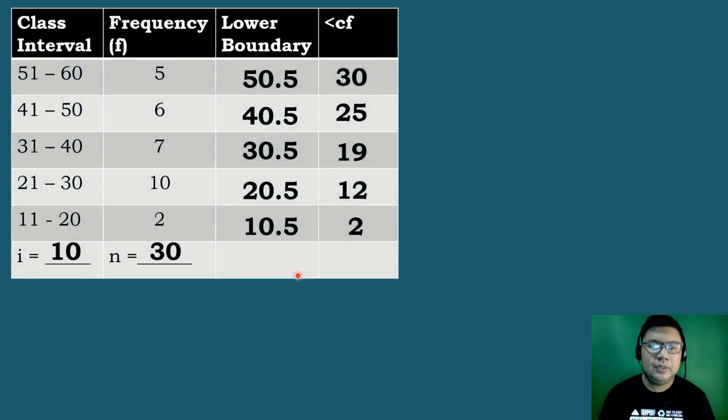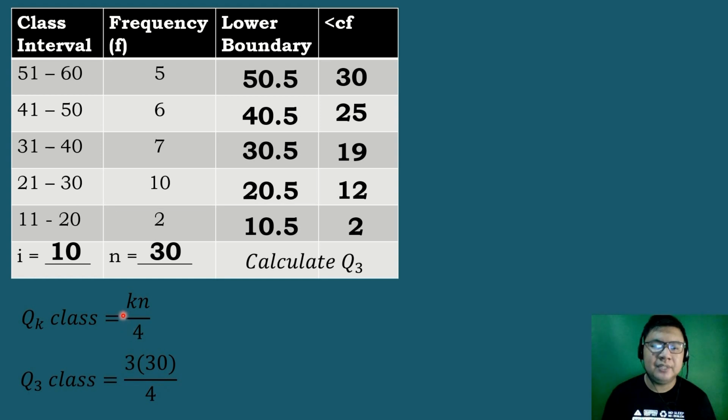Let's have our last example. Using the same table, let's try to calculate the value of the upper quartile or Q sub 3. We will be identifying the quartile class using the formula k times n all over 4. Substituting the corresponding values, the value of k will be equal to 3, and the value of n will be equal to 30, all over 4. 3 times 30 is equal to 90, and then 90 divided by 4 is equal to 22.5.